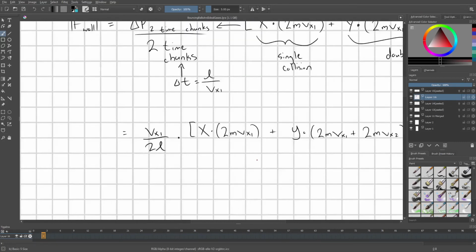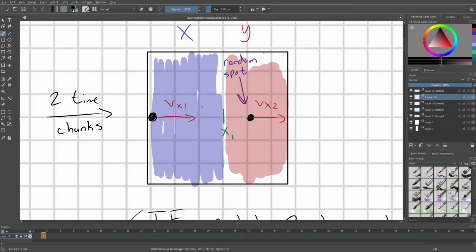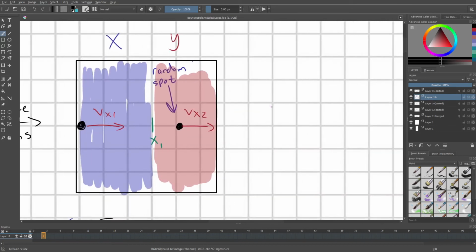Now all we got to do is figure out what are x and y. And look at this. We can clearly see, based on how these chunks are labeled, it's going to be some ratio of x1 to the total length of our box. Isn't that beautiful? So our fraction x is just going to be x1 over L. And our fraction y is just going to be, because these situations add up to 100%, 1 minus x1 over L. How nice is that?